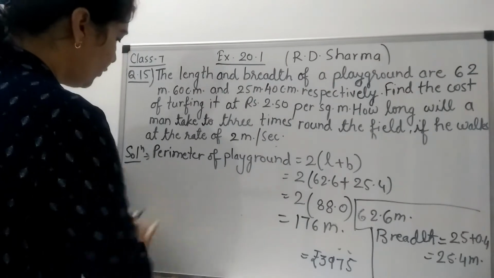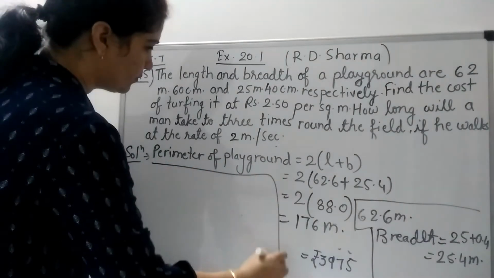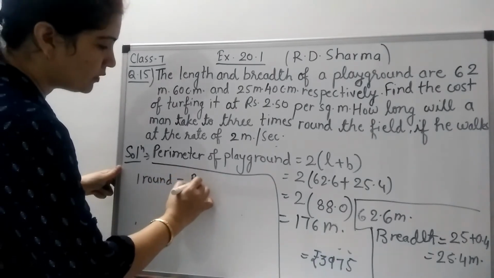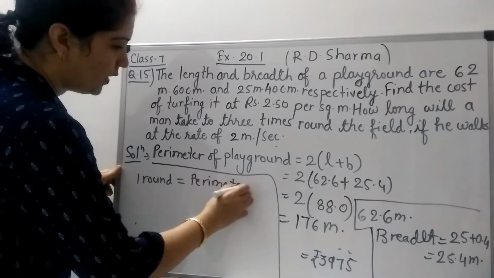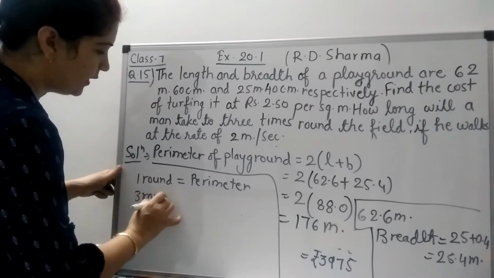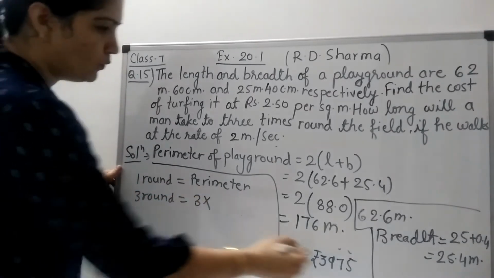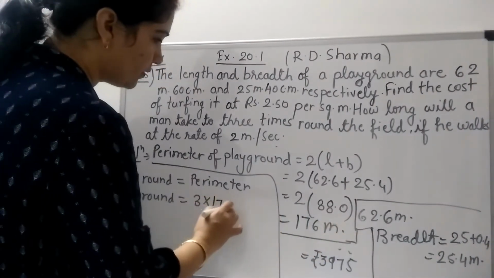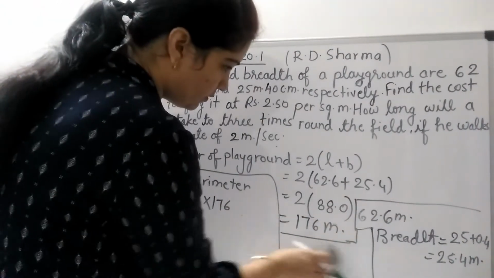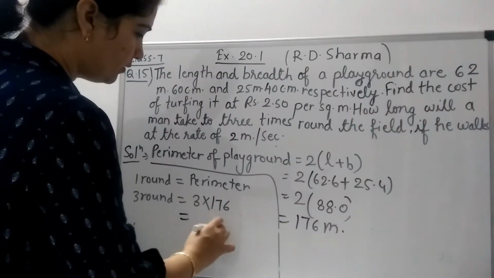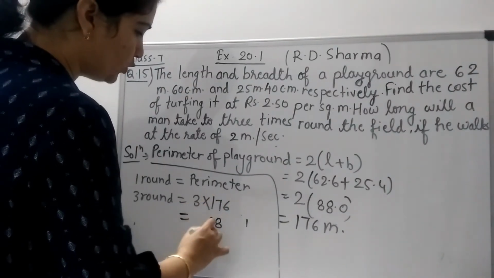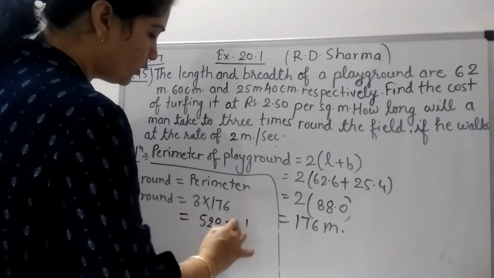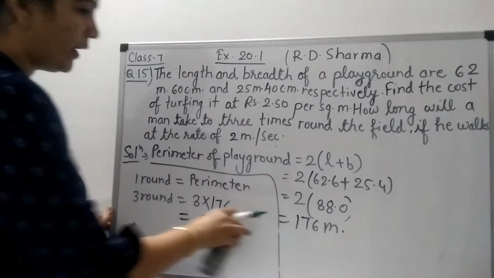Now 1 round is equal to the perimeter. So if there are 3 rounds, then it will be 3 into 176 meter. When you multiply, you will get 528 meter. So we found that the distance is 528 meter.